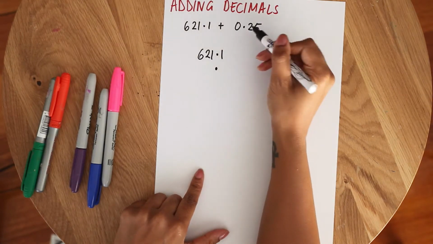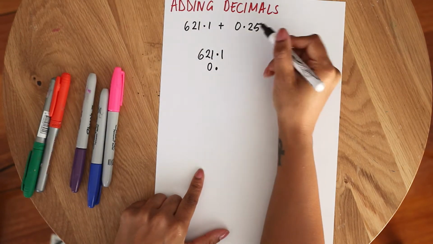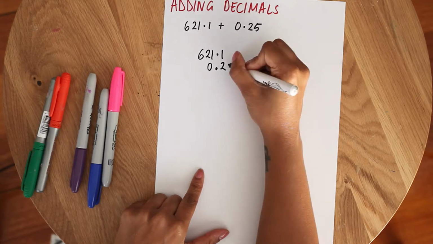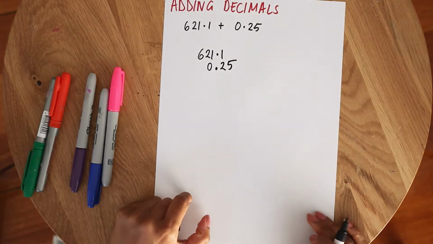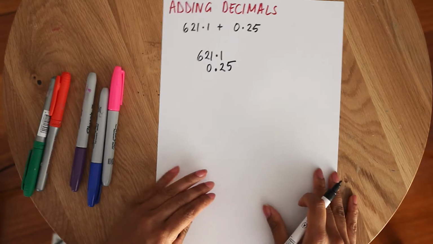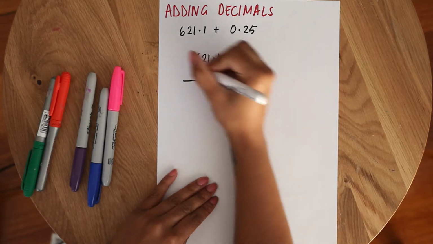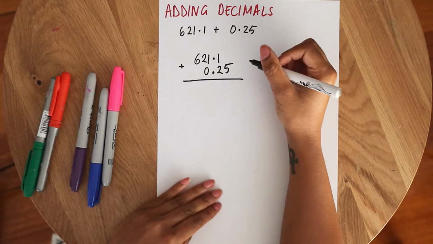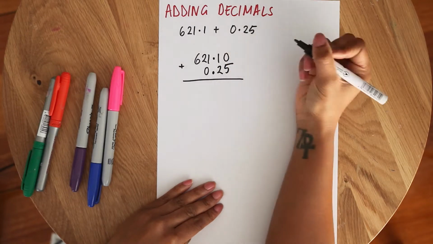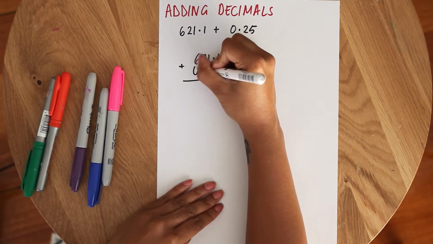So decimal point, what's before it? A 0. What's after it? A 2, and a 5. Now it is important that to be able to complete this attempt, we fill in any gaps with zeros. So there's a gap here with 0, there's a gap here, and there's a gap here.